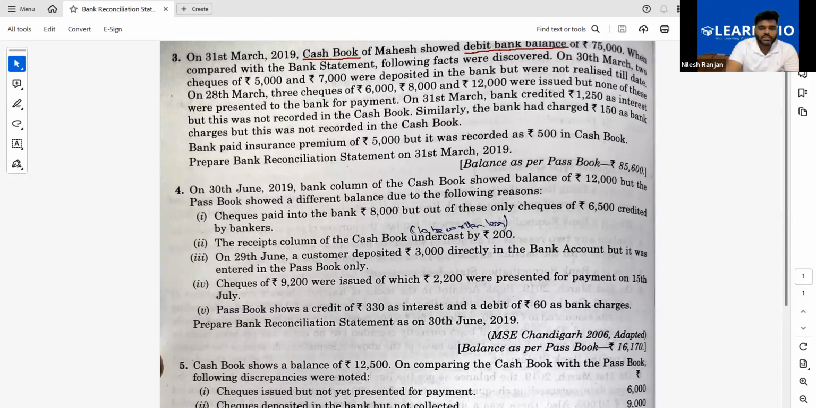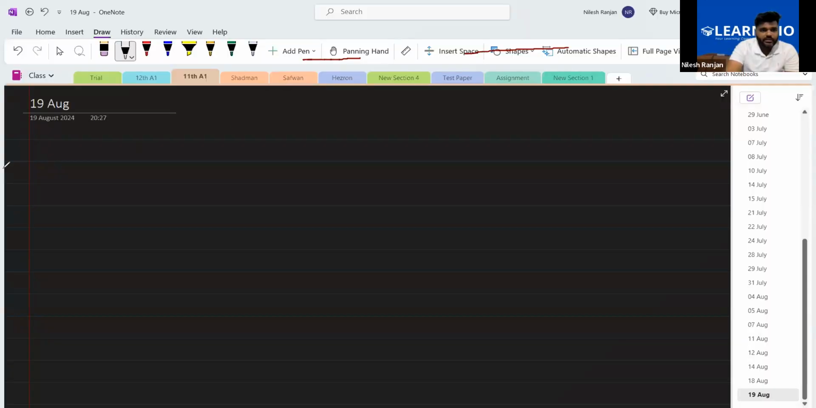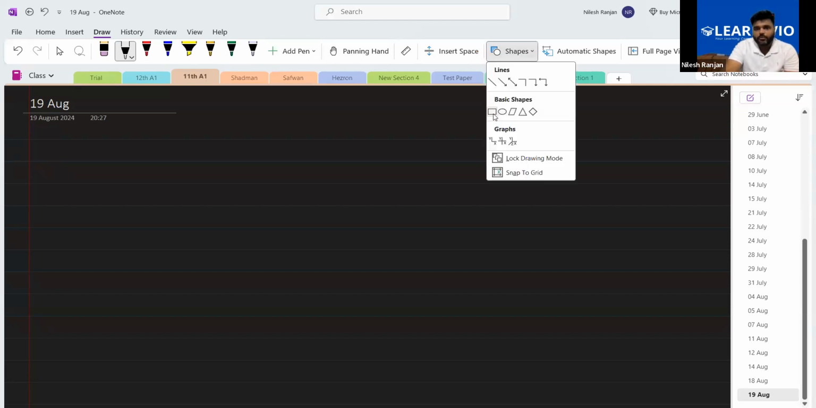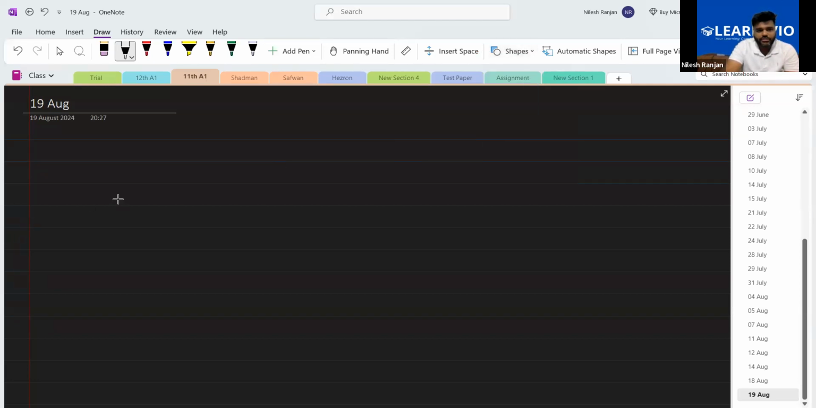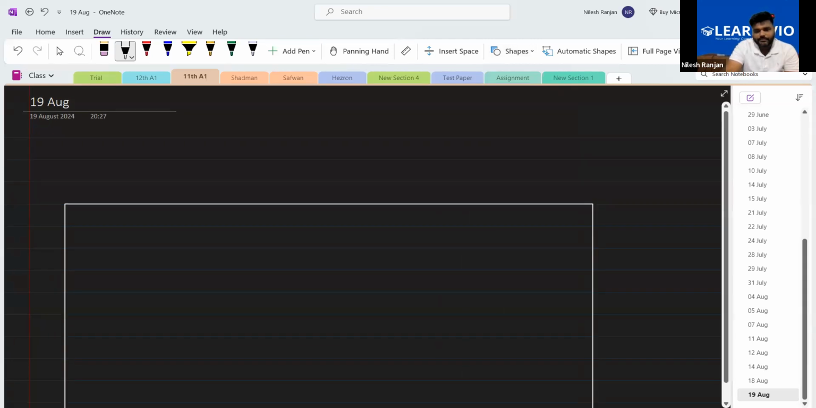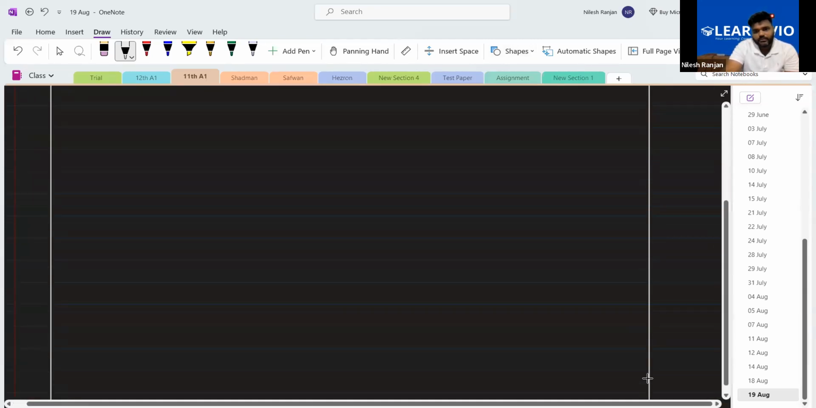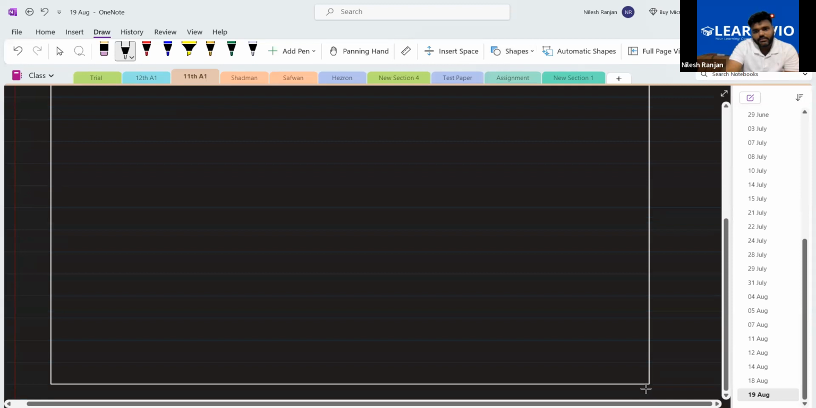Now we will start this portion, and I will explain the solution so that you can solve the next portion. Okay, so first of all, we will prepare the format of the bank reconciliation statement. It is like this.